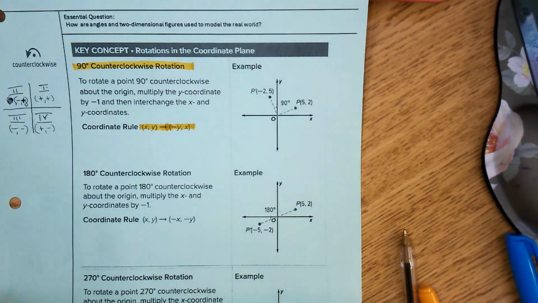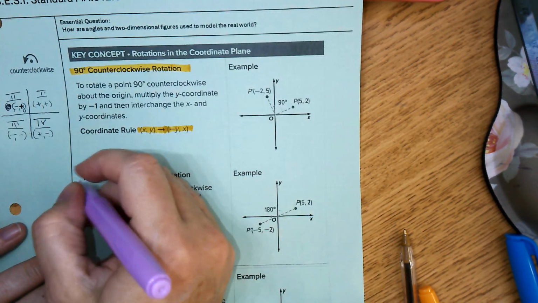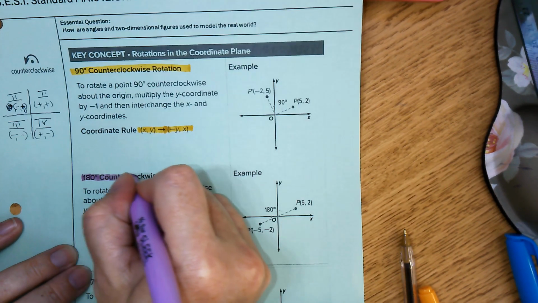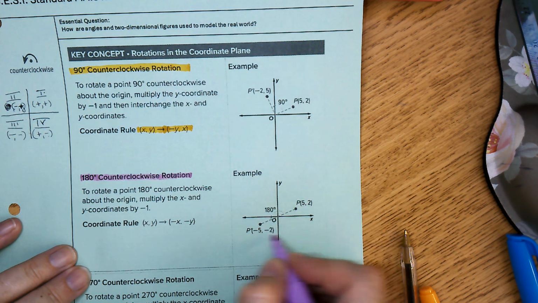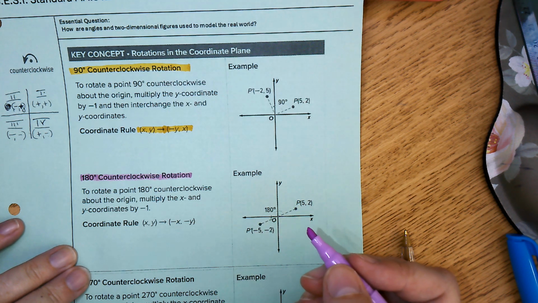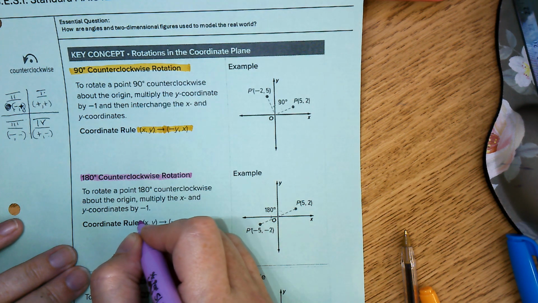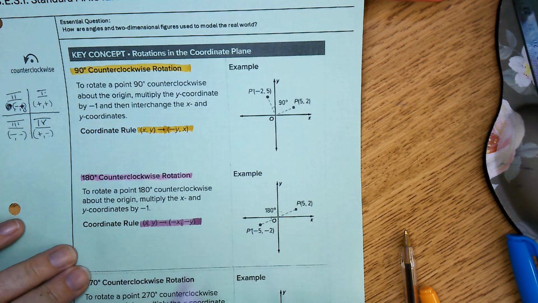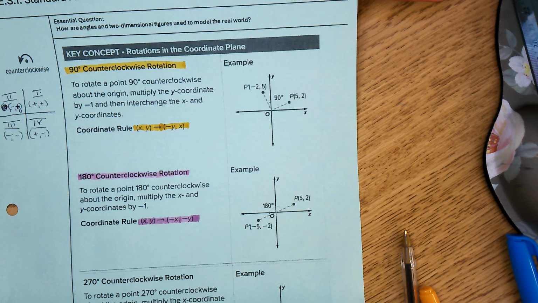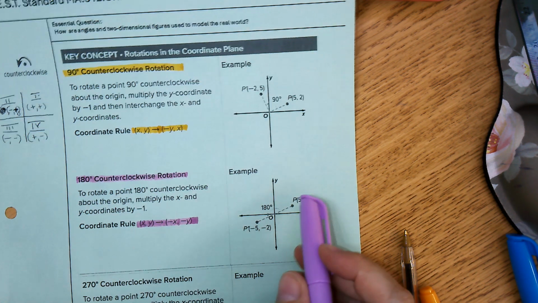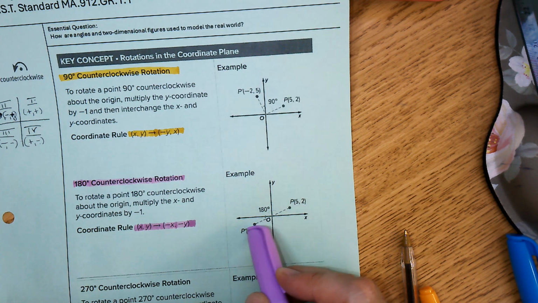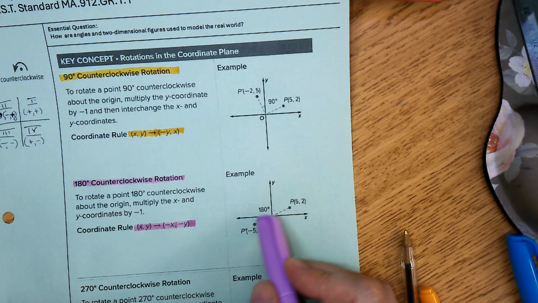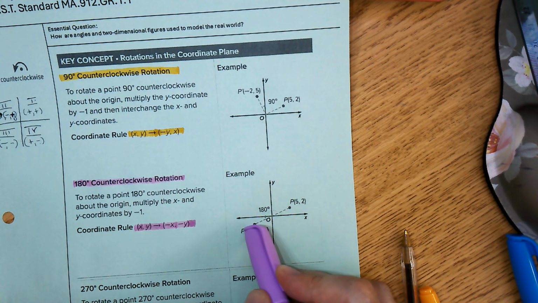Okay, the 180 counterclockwise. The 180 is the one where it really doesn't matter which rotation you're going in, because 180 counterclockwise, 180 clockwise, it ends up in the same spot. But your rule, you have your original coordinate. The numbers stay in the same location. You change the sign of both. And again, my 5, 2 ended up -5, -2. And there's a straight line through the origin from my starting point to my ending point. 180 degrees, straight line.